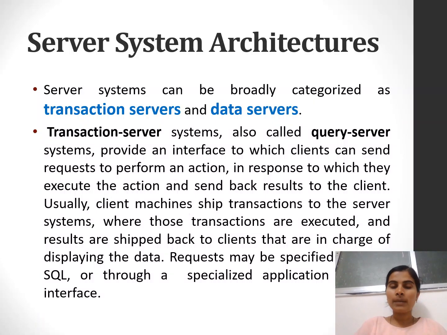The server system architecture. Server systems can be broadly categorized as transaction servers and data servers. Transaction server systems, also called query server systems, provide an interface to which clients can send requests to perform an action, in response to which they execute the action and send back results to the client. Usually, client machines ship transactions to the server system, where those transactions are executed, and results are shipped back to the client, which is in charge of displaying the data. A request may be specified by using SQL or through a specialized application program interface.